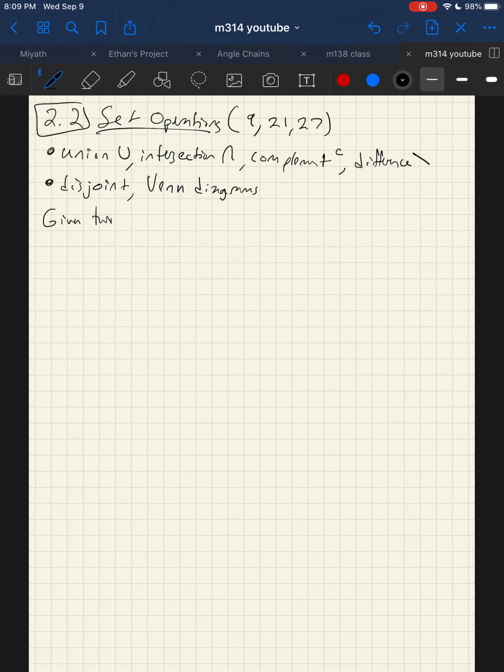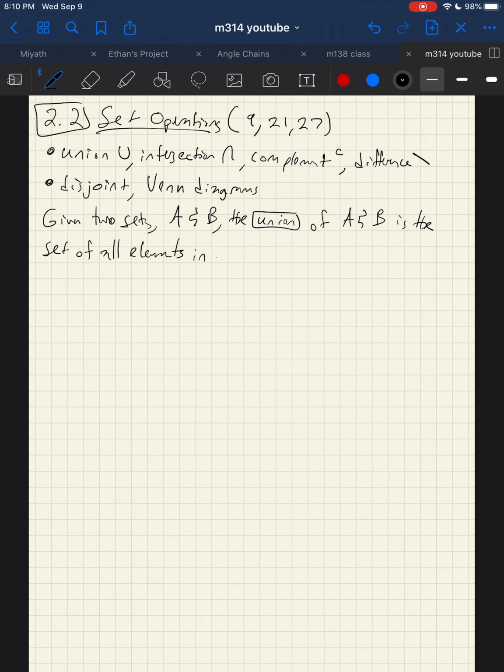Okay, so given two sets, A and B, the union of A and B is the set of all elements in either A or B. And this is an inclusive or, so I'm going to add here, or both, comma, and is written A union B. Okay?